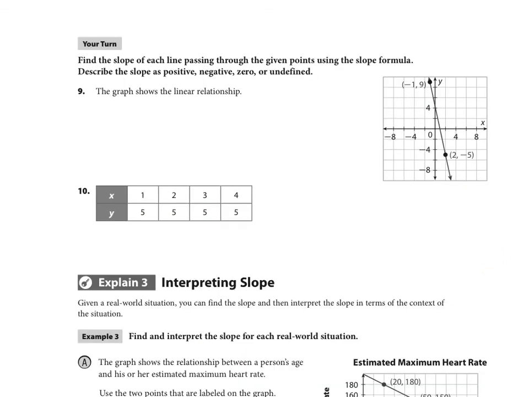So here it asks you to find the slope of each line passing through the given point. So first we have one using the graph, and then we have one using a table. So what I would like for you to do is take a minute here to try to do this, and then we'll check them.